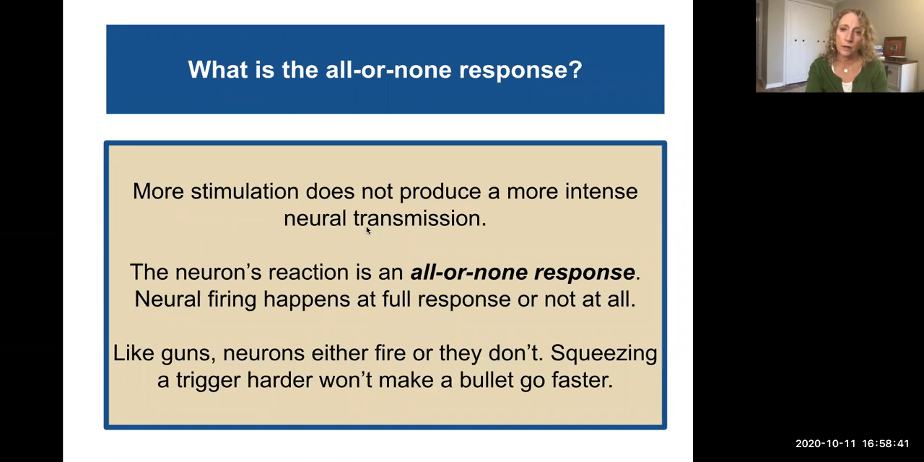So one thing with neurons is they are going to fire or they're not going to fire. It's called the all or none response. So just like a gun is either going to fire or it won't fire, squeezing the trigger harder isn't going to make the bullet go faster. It can happen full response or not.